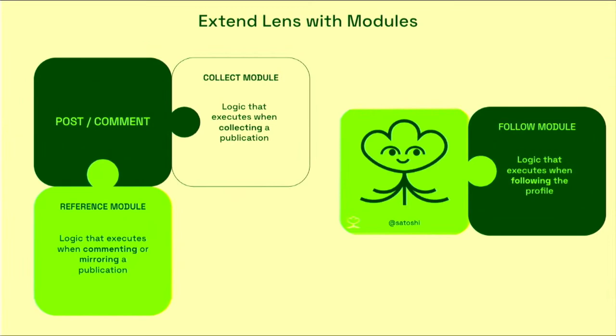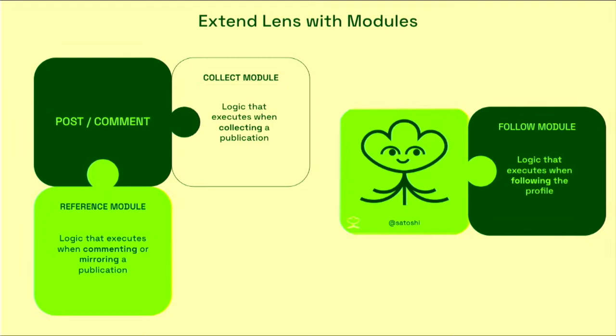Additionally, for smart contract developers, there are ways to extend Lens with modules. There are three different hooks where Lens will call out to an external module. The first is the follow module. The follow module is executed when somebody tries to follow the profile. So if Alan were to try to follow me, all of the data about how he's trying to follow gets forwarded to another contract. And that can be any logic. For example, I can say, Alan, in order for you to follow me, you have to pay me 5 Matic. Or you have to hold a Bored Ape. Or you have to already be following Lens Protocol. The logic is fully configurable for you as the developer.